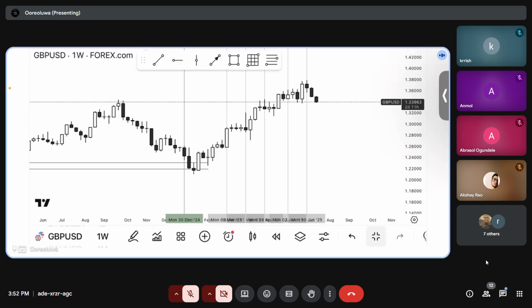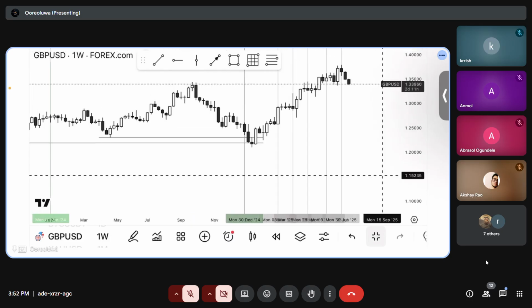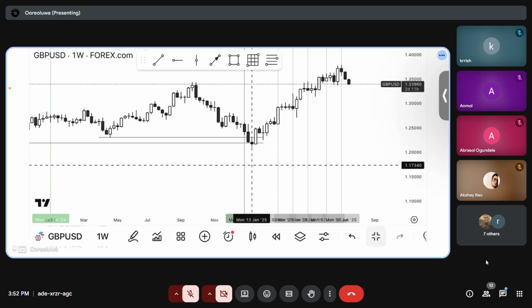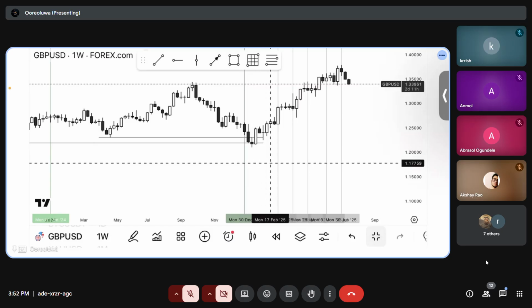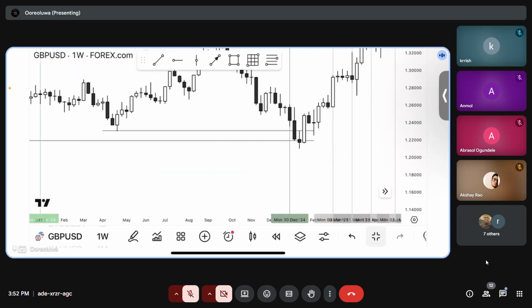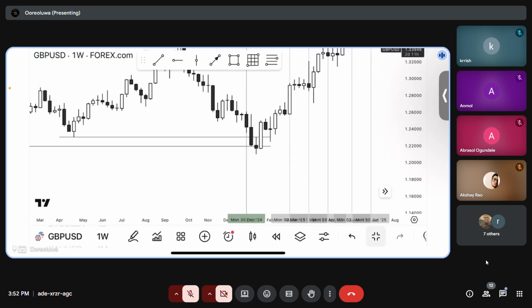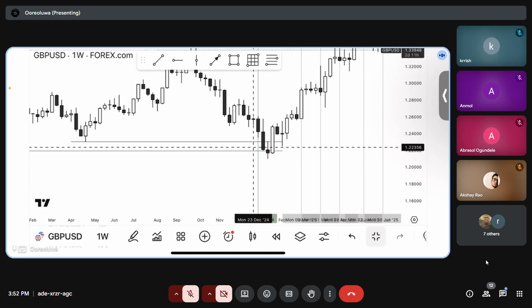Okay, so this is the weekly chart. So the year open at this point. All right, the year open at this point. So you can decide to start looking for trade from this point of opening. So this is like a key level order block at this point.